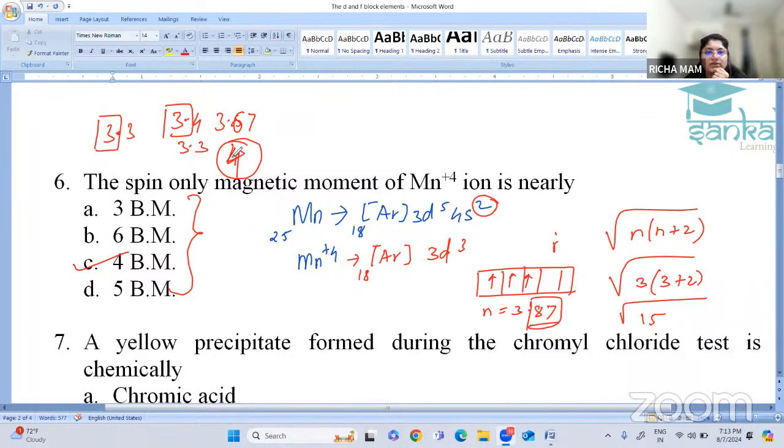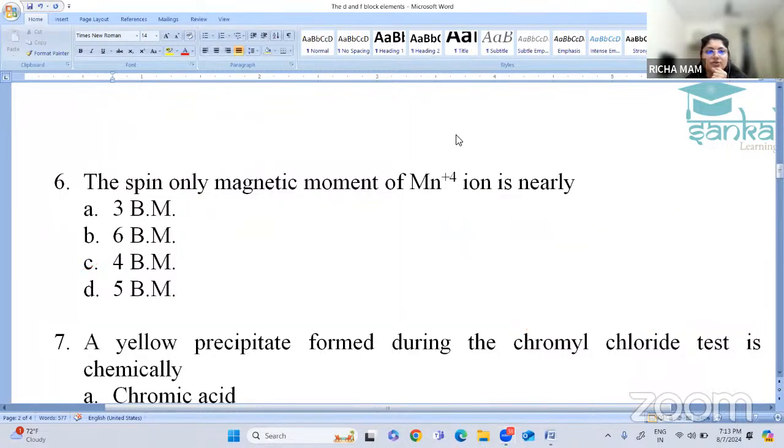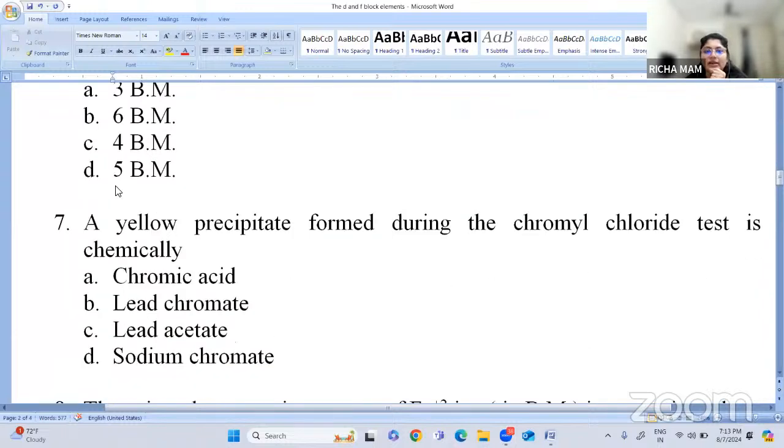Let us go for the next one. Yes, Janvi has also answered C. Gupna has answered it as C. Let us go for the next one. Yellow precipitate.